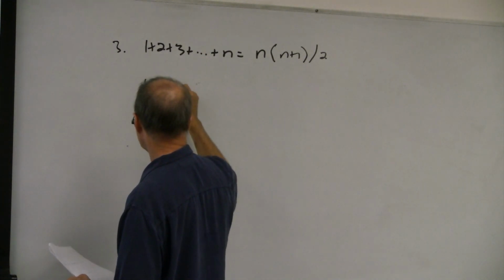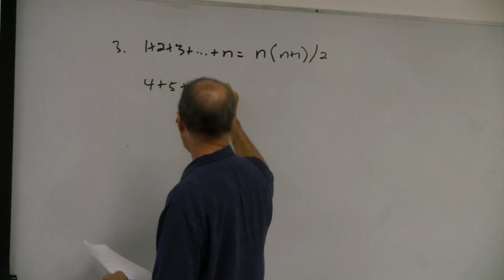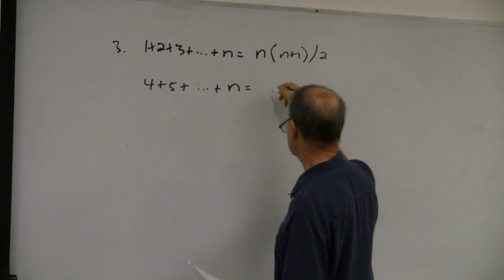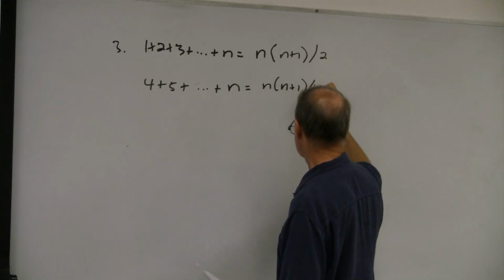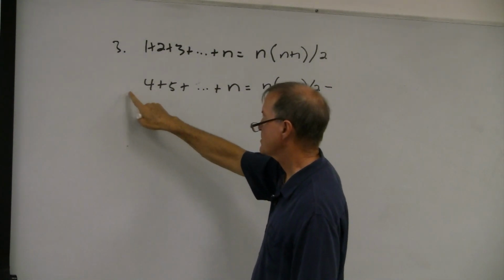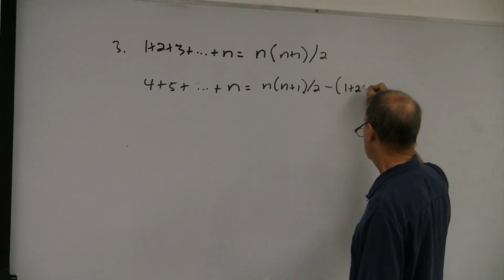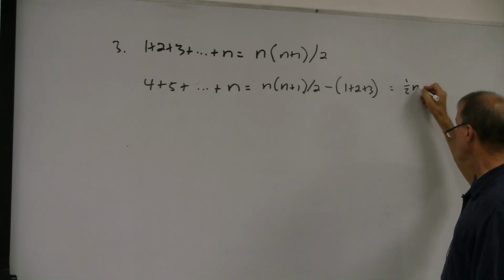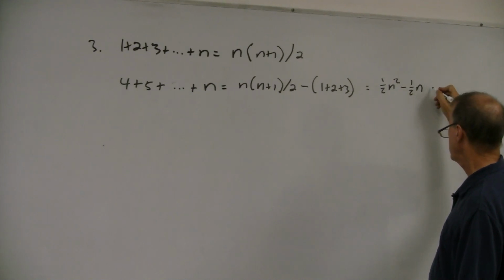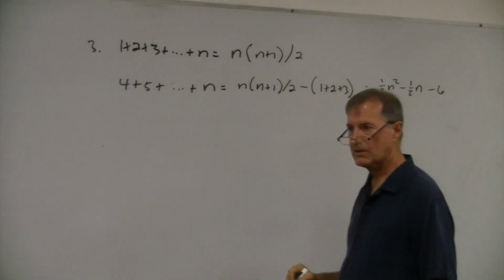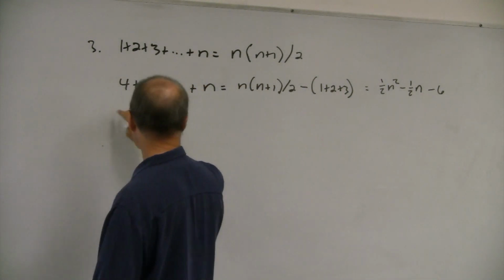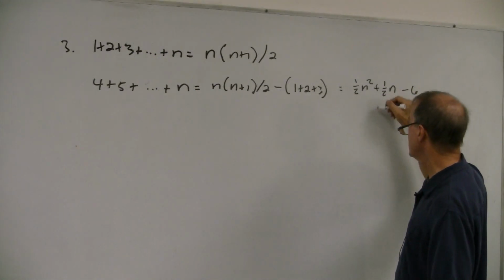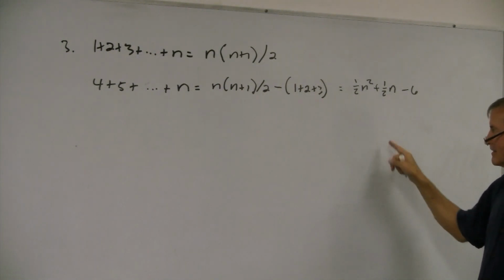So now here's my question. What is 4 plus 5 plus ... plus n, which is what we need to calculate? Well, it's n times n plus 1 over 2 minus 1 plus 2 plus 3, right? Are you with me? And if you work this out, this is quadratic. It's 1/2 n squared plus 1/2 n minus 6. Does everybody see how to do that? Because look, it's this without the 1 and the 2 and the 3. Oh, sorry, yeah, my mistake, it's plus.